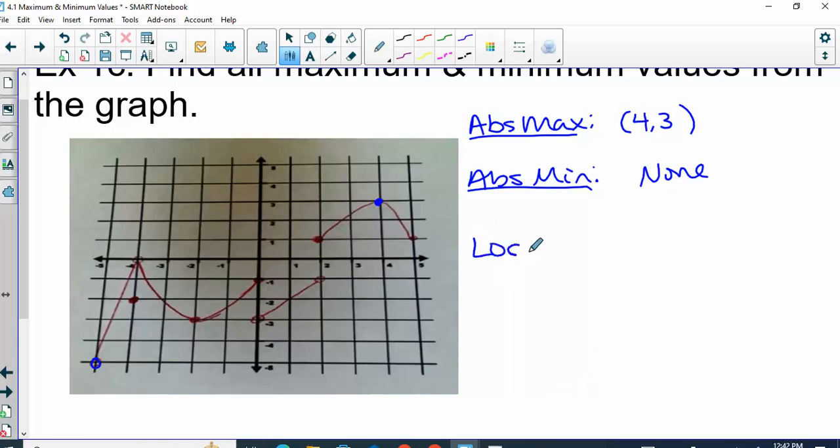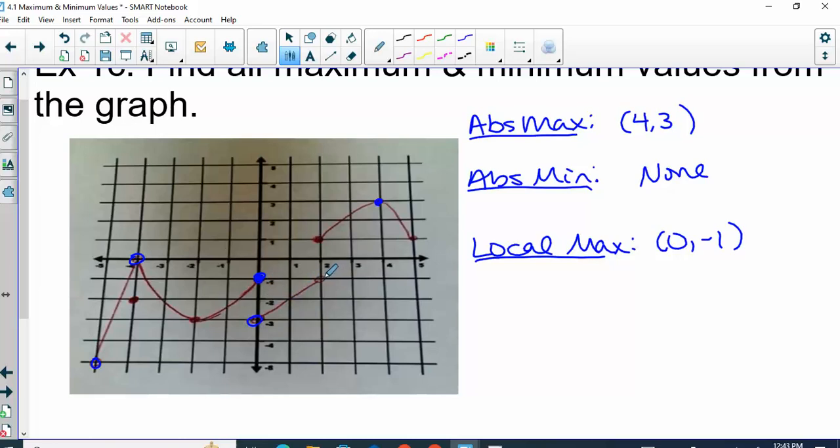All right, local max. The locals can't be endpoints. So we're looking for points that are higher or lower than surrounding points. So here's a little peak, but again, that's an open circle, so does it count? No. All right, let's look right here. This is closed and that's open. So this one, is it higher than the points on both sides of it? Yes. So that would be a max at 0, -1.